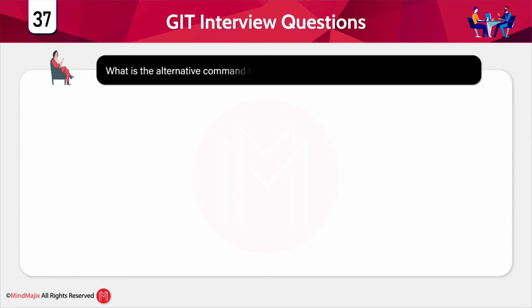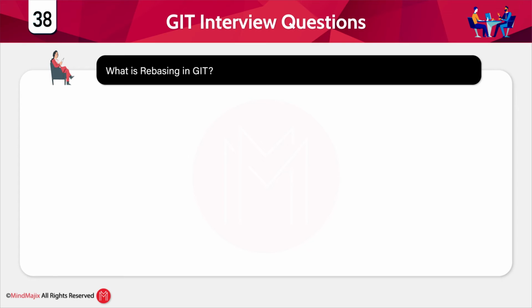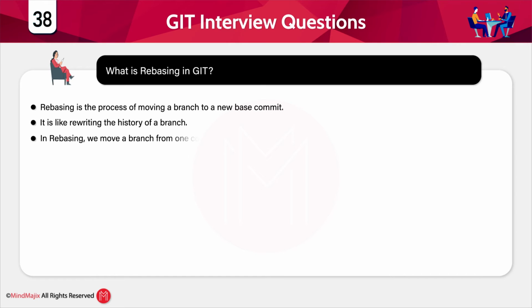See, what is the alternative command to merging? Alternative command is what? Another alternative of merging in Git is rebasing, guys. Rebase command, git rebasing. We have already discussed all this, right? What is rebase in Git? Rebase is the process of moving the branch to what? New base commit. It is like what? Rewriting history of branch.